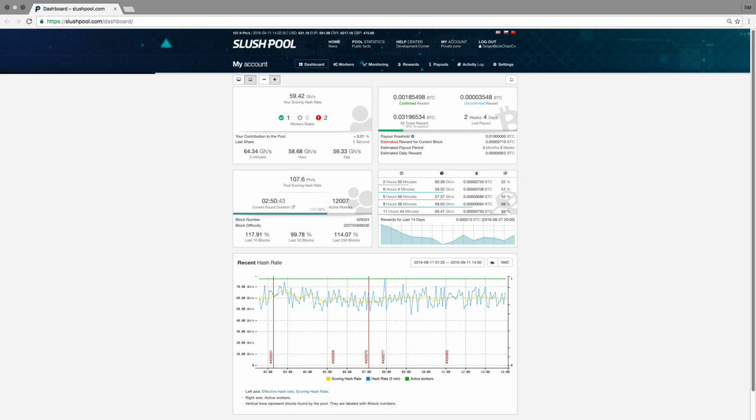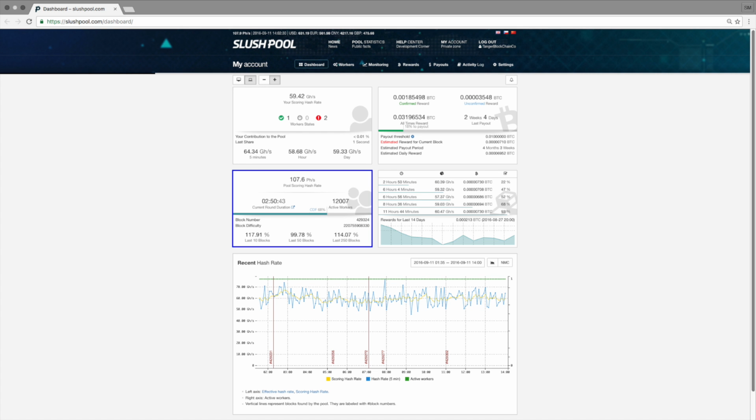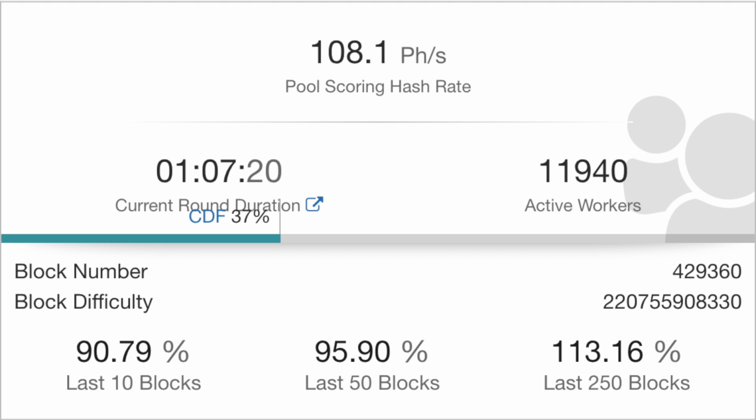So now that that's out of the way, I can start walking you through the rest of the dashboard. As we've already stated, the top left widget in the dashboard states the hash rate at which you are currently mining. On the widget below that, you can see the entire pool's hash rate, as well as the current round duration, the number of active devices currently mining on SlushPool, the block number, and the block difficulty.